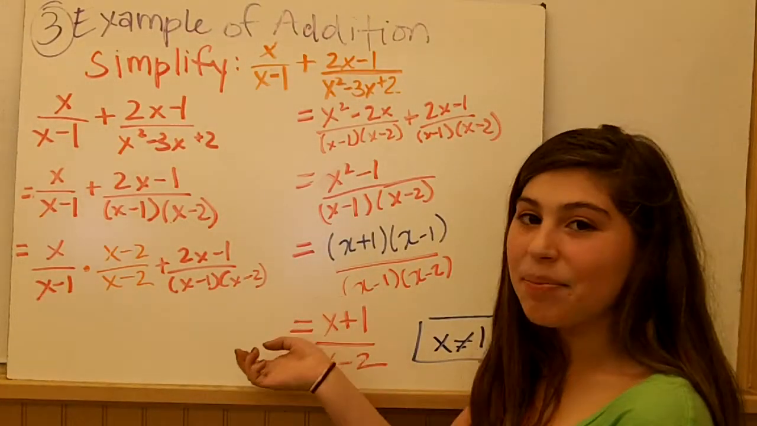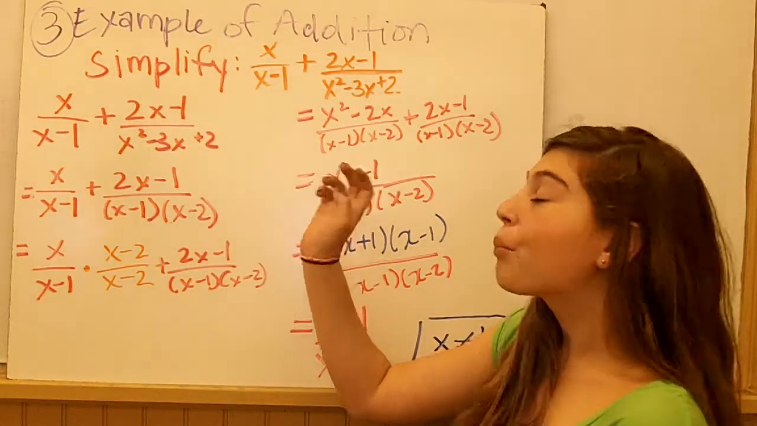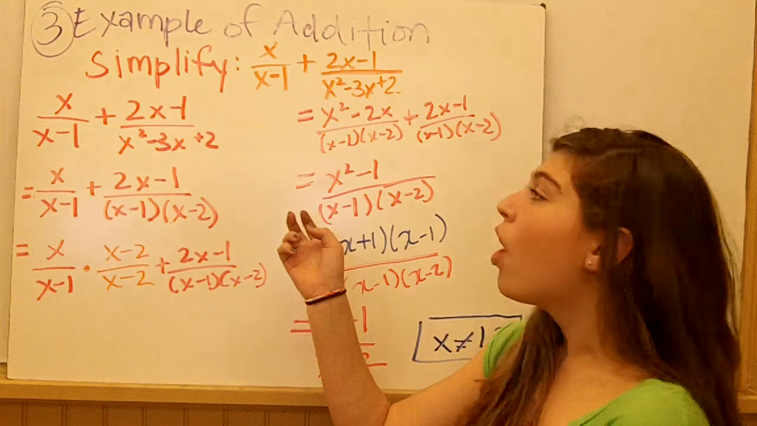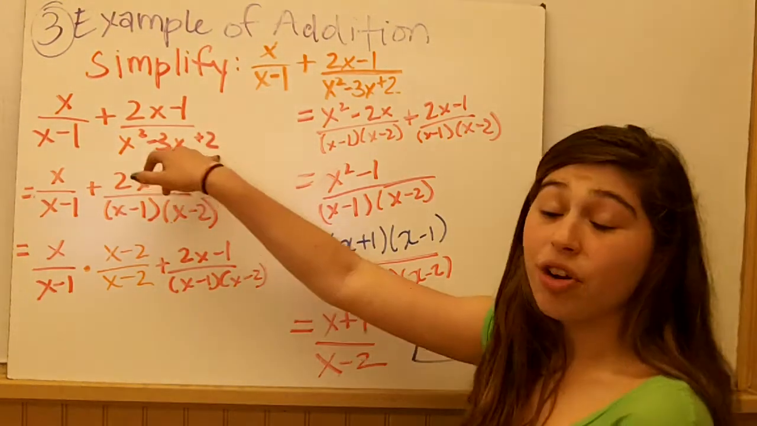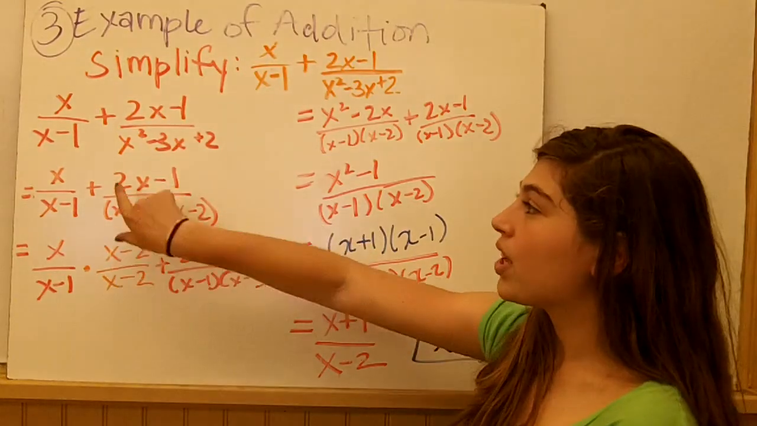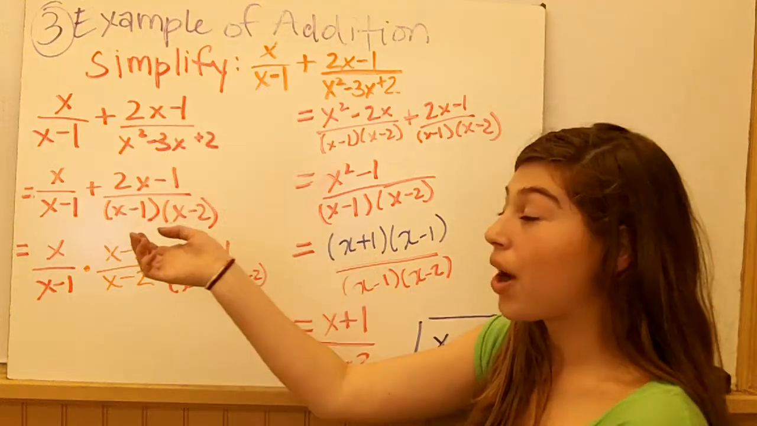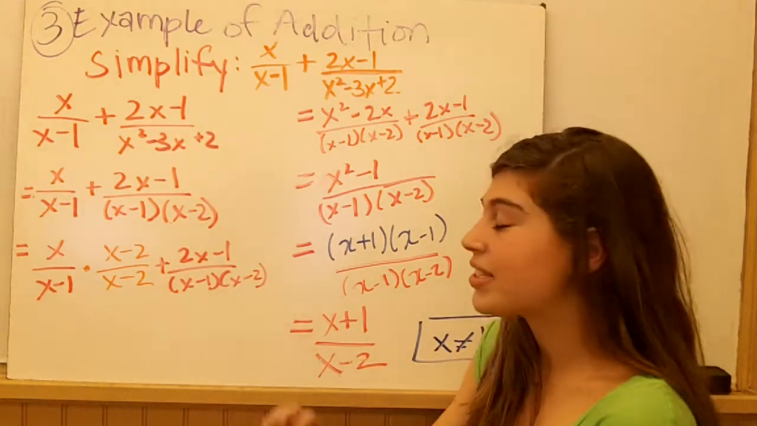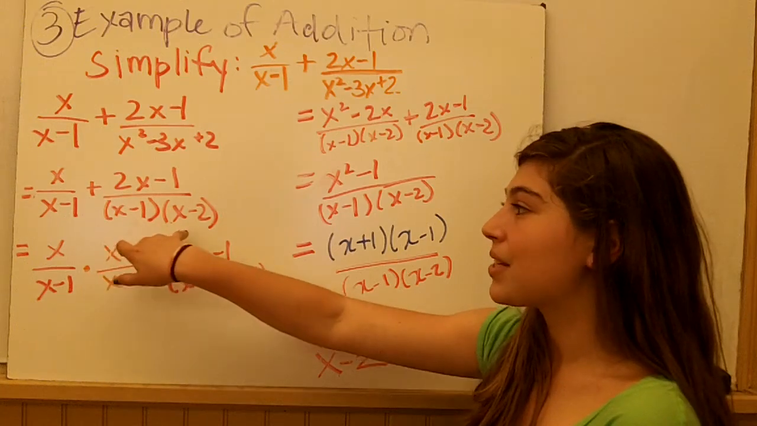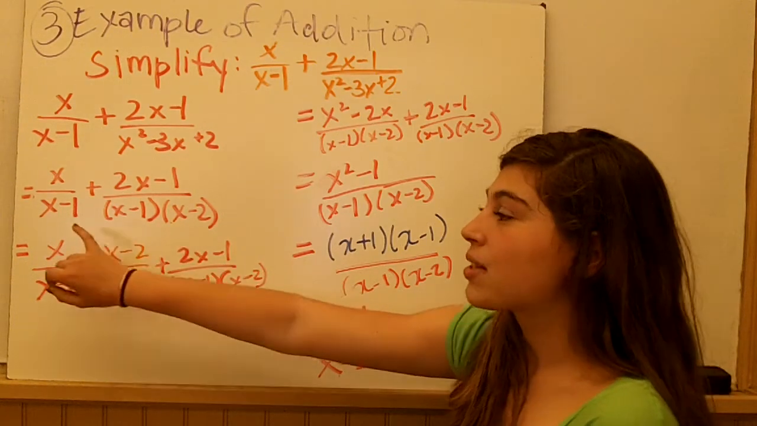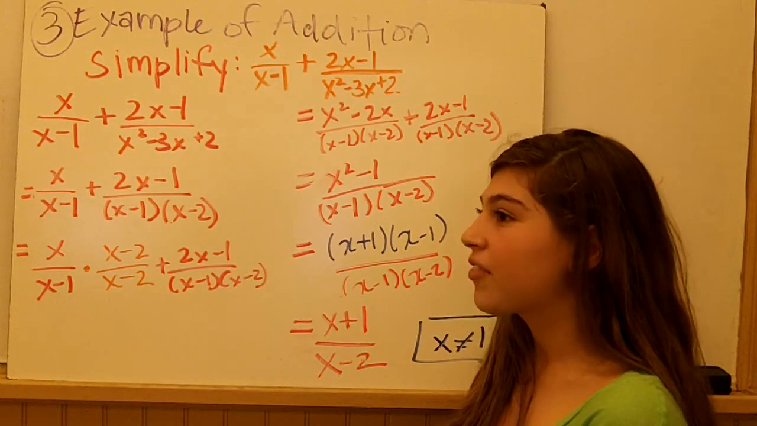This is an example of addition. The problem here is x over x minus 1 plus 2x minus 1 over x squared minus 3x plus 2. We rewrote it over here, and then we factored this expression because we have to find the prime factors first to find the LCM. We factor it out and get x minus 1 times x minus 2. And x minus 1 can't be factored. That's the prime factor of x minus 1, so we leave it the same.